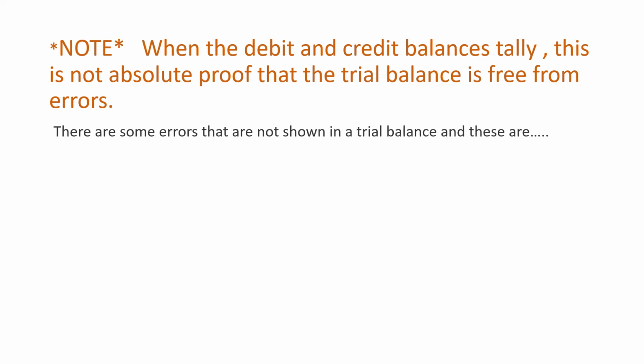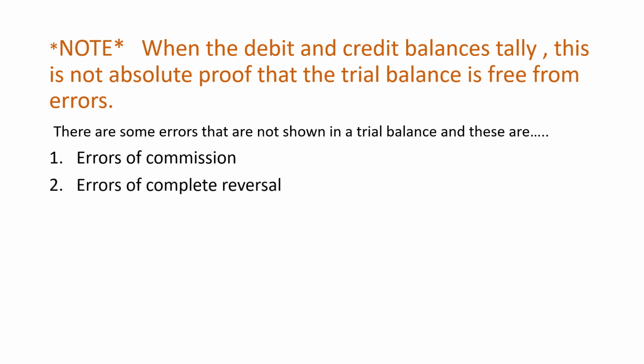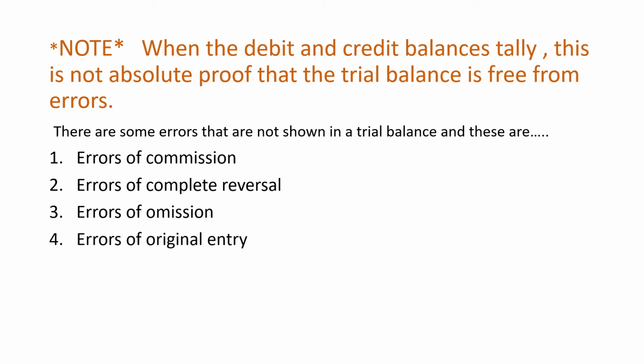There are some errors that are not shown by the trial balance, and these are errors of commission, complete reversal, omission, original entry, principal, and compensating errors. We will look into these in my next tutorial.